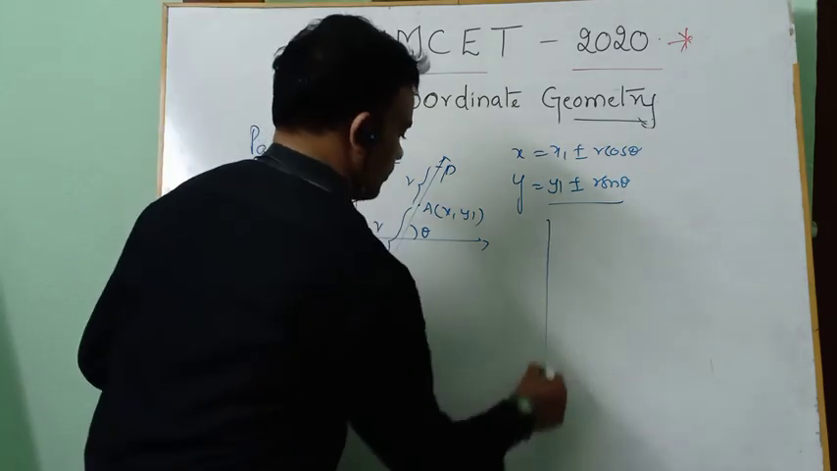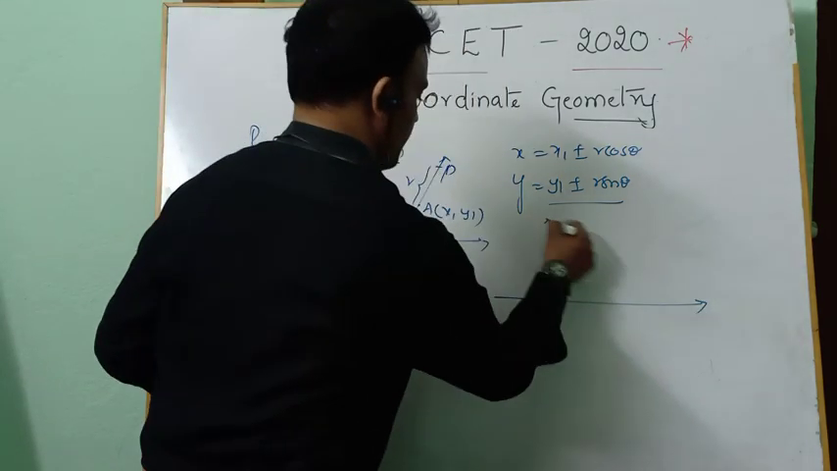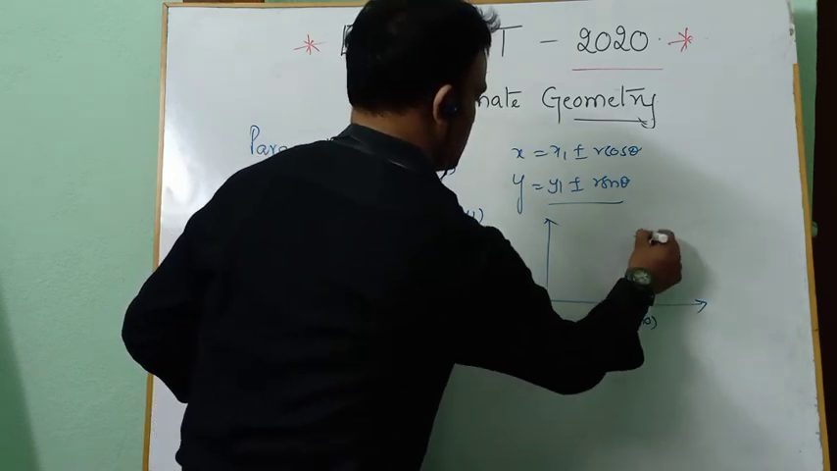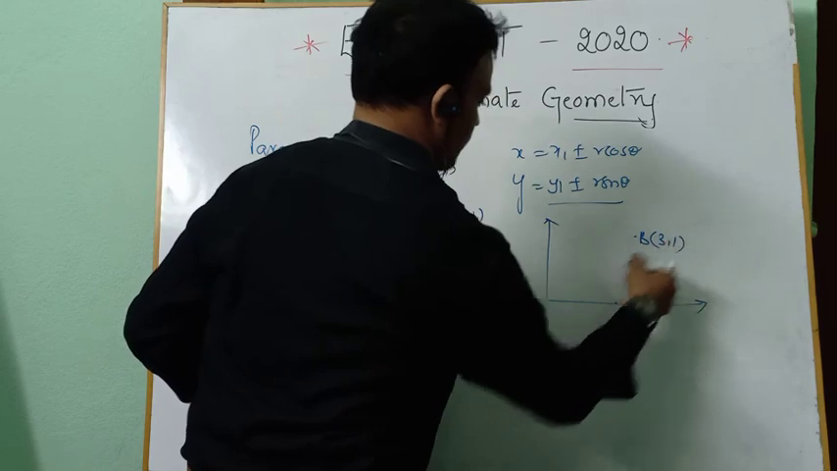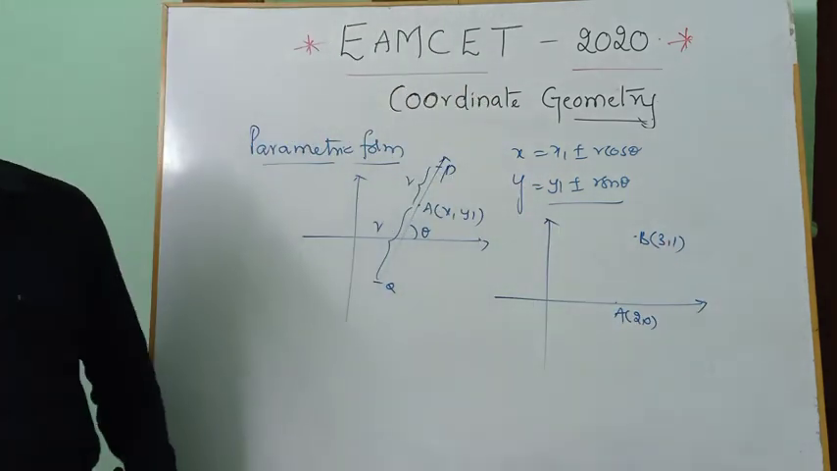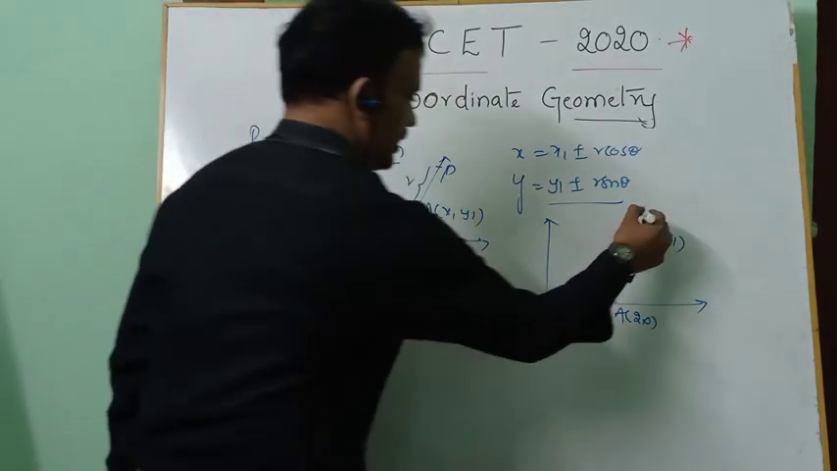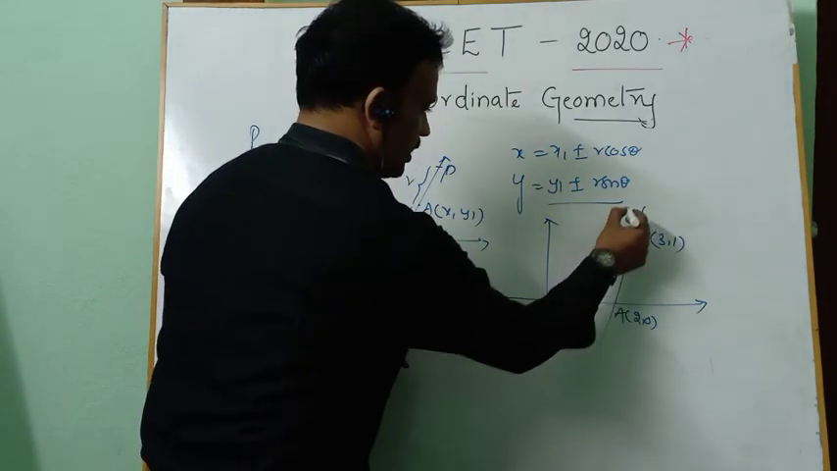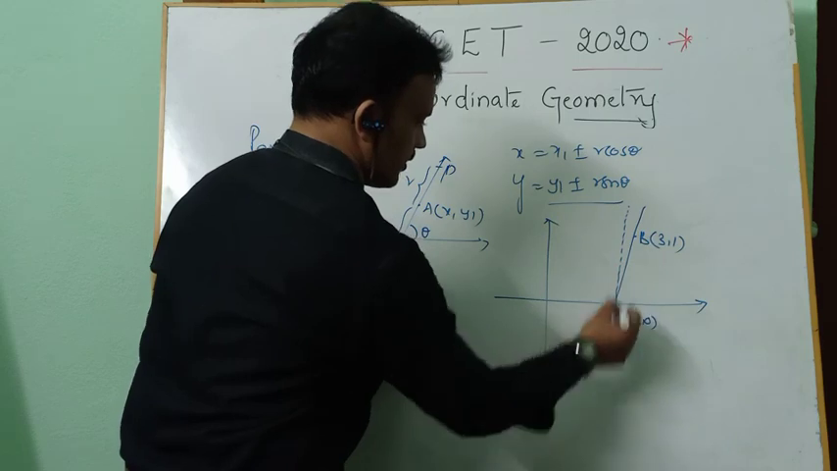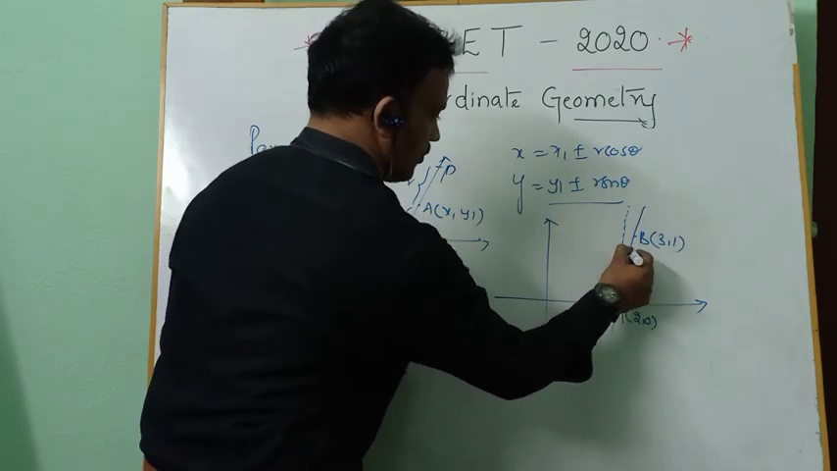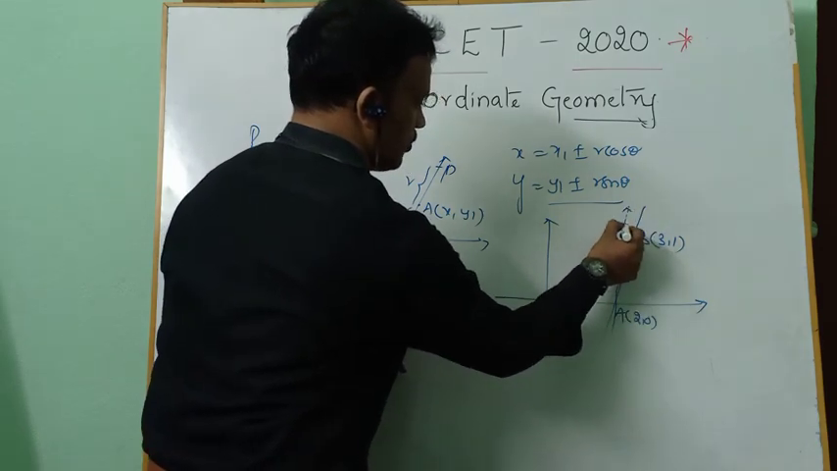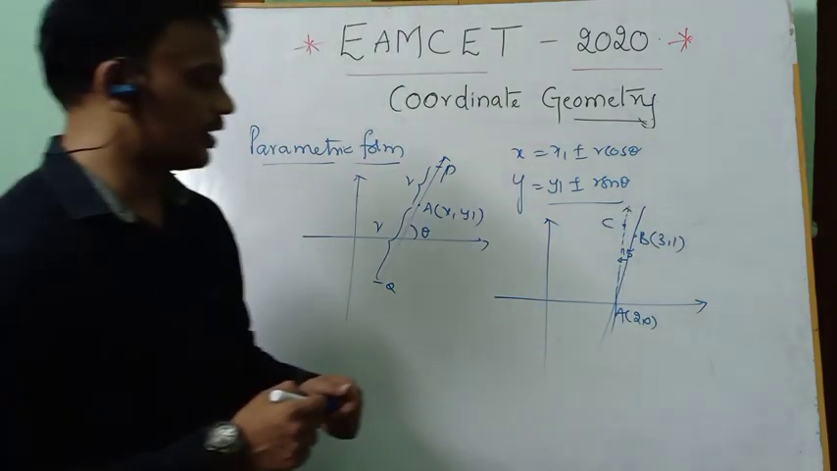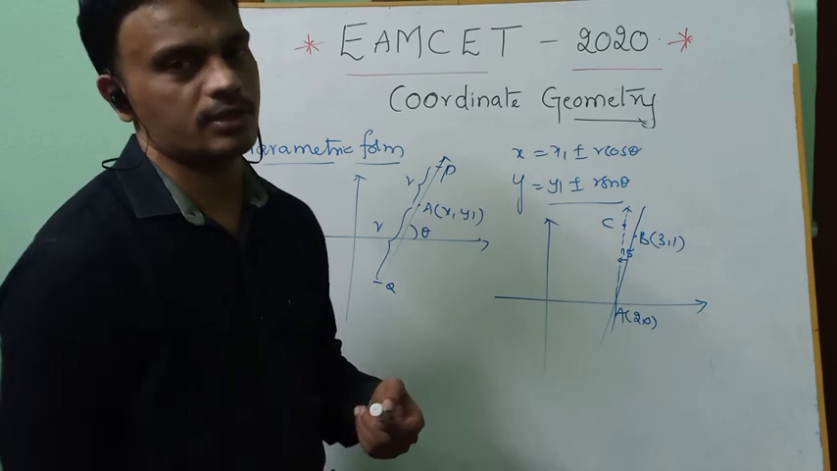Let us see one problem. The point A is (2, 0). The point B is (3, 1), which of course we get from the transformation of axes. The line AB is rotating with respect to A by 15 degrees. Then the point B moves to C. Then what are the coordinates of C? They are asking about that.